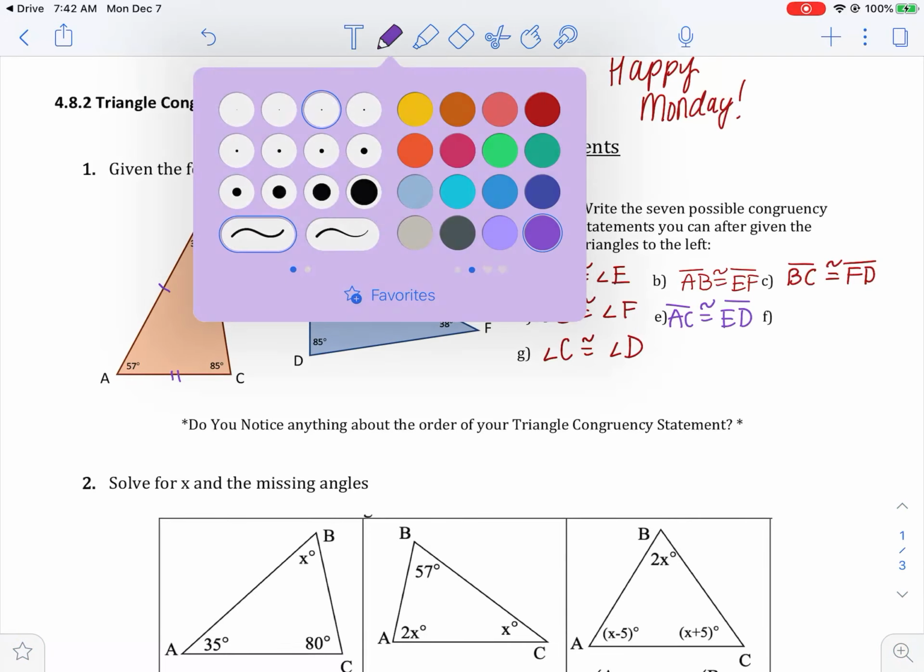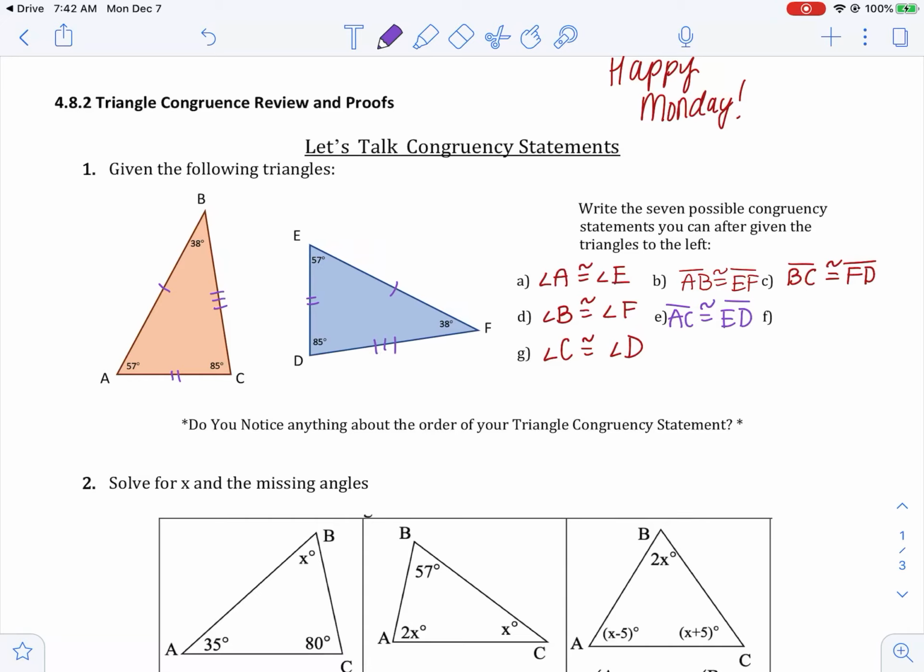And then lastly, because we know all 3 of those sides to be congruent and all 3 of the angles to be congruent, I know that my triangle ABC is congruent to triangle DEF. Okay? So those are our congruency statements. What I really want us to recognize is how, in the congruency statement of triangle ABC being congruent to triangle DEF, the order of each of our letters in those congruency statements aligns.